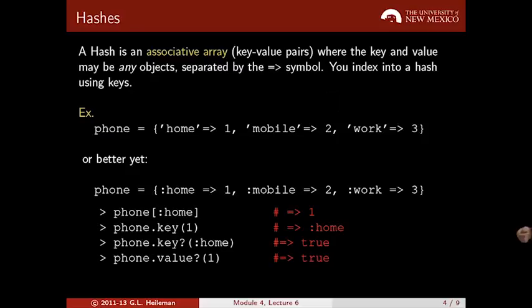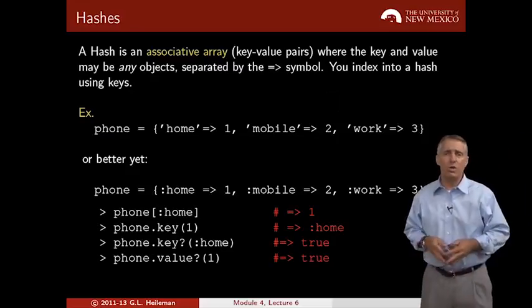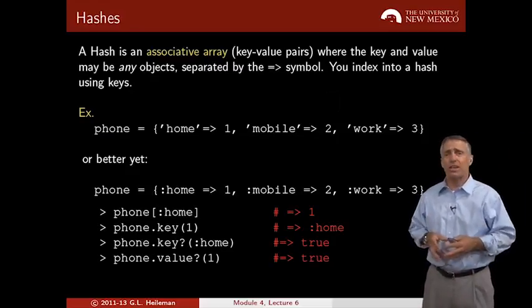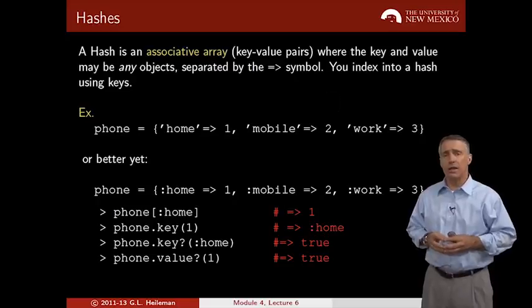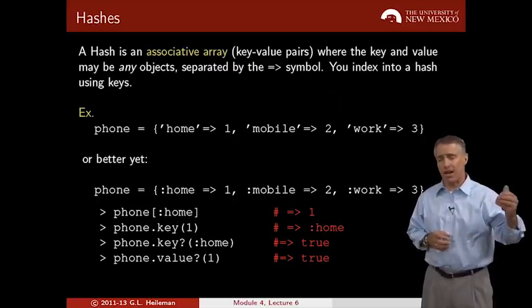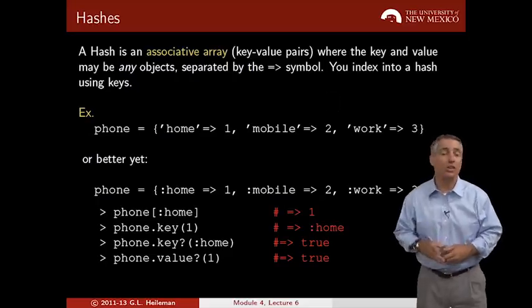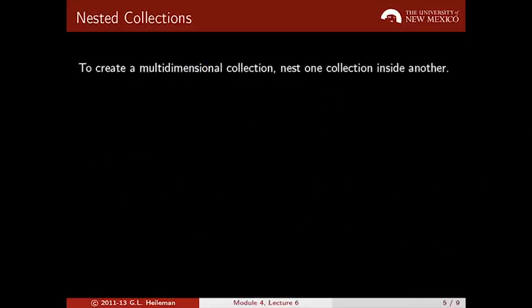So hashes, again, are used extensively in Ruby. And as you develop Rails applications, you'll have opportunities to create, for example, the phone one I show you here. If you create a person and you'd like to be able to keep track of their phone numbers and you want to know what type of phone it is, you might create this exact hash.